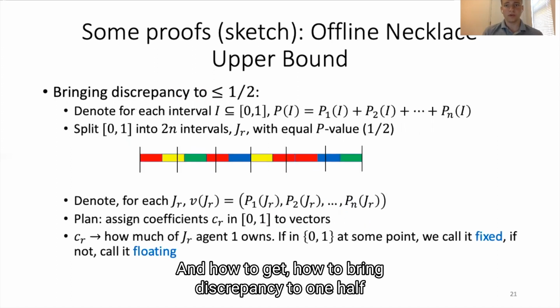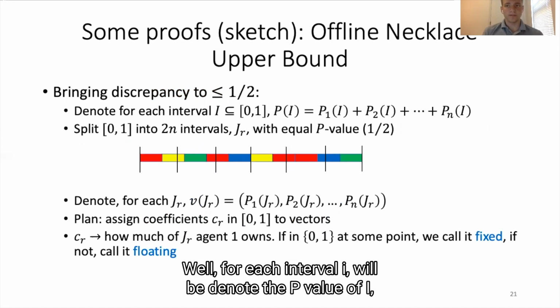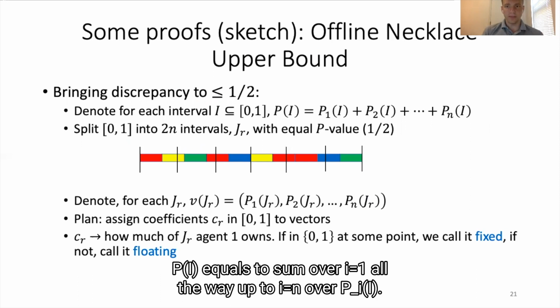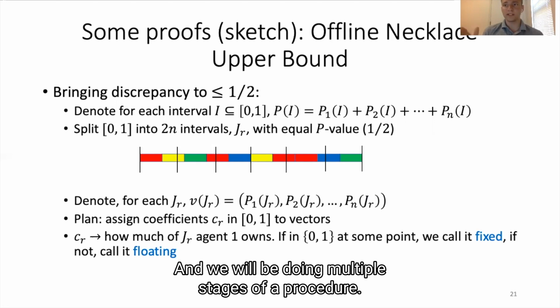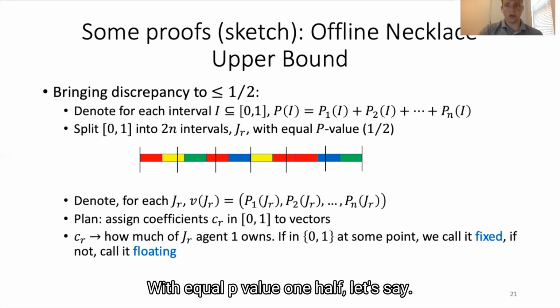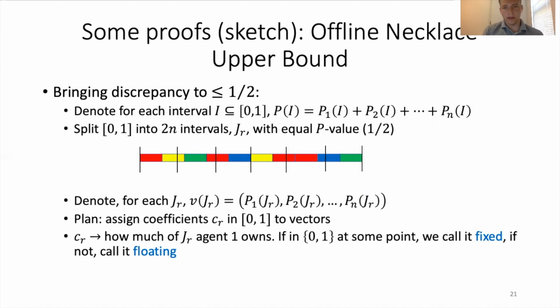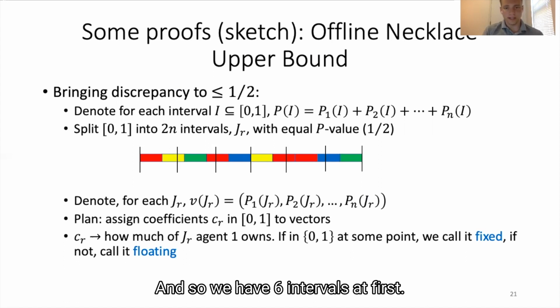And how to bring discrepancy to 1/2 in the first place? Well, for each interval I, we'll denote the p-value of I, P of I equals p1 of I all the way up to pn of I. And we will be doing multiple stages of a procedure. The first stage is that we split the interval 0, 1 into 2n intervals, JR, with equal p-value, 1/2, let's say. And let's say in this case, we have n equals 3. And so we have 6 intervals at first.